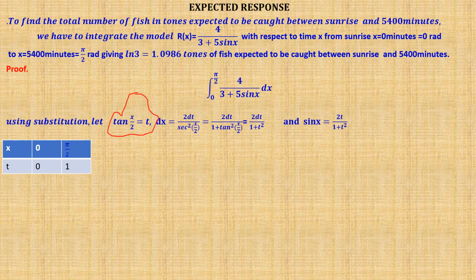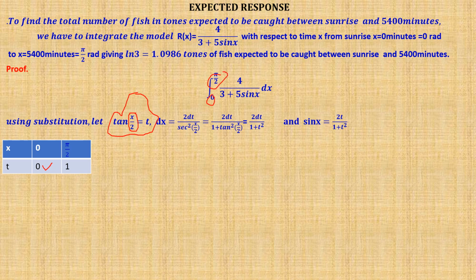I get 0, I substitute here 0. So 0 divided by 2 is 0, tan of 0 is 0, meaning t will be 0. When I get to pi over 2, because I start with the lower limit, then I go to the upper limit. So when I get pi over 2, substitute here.